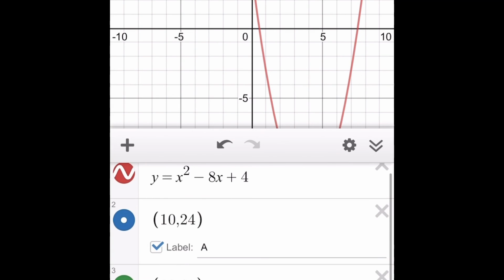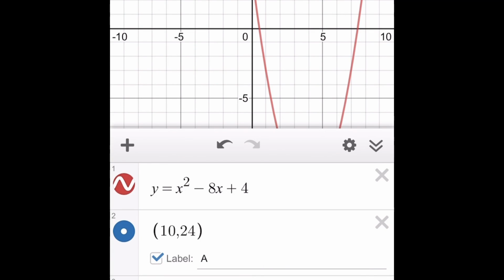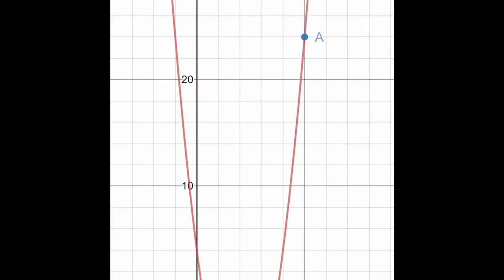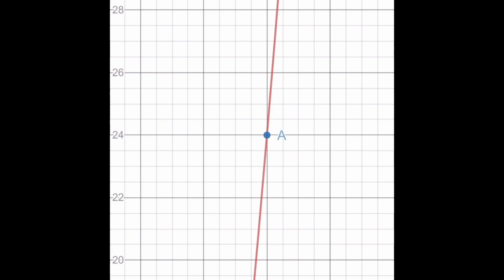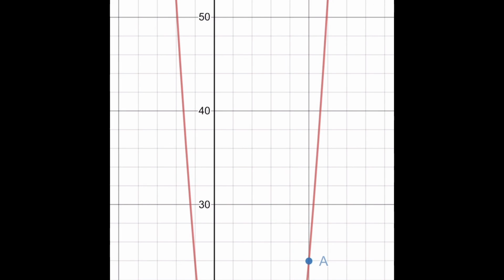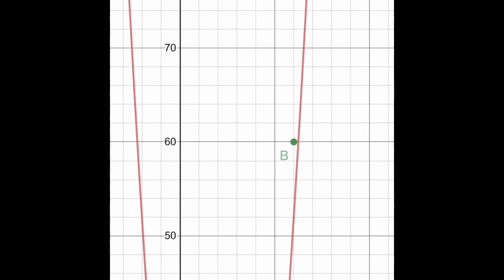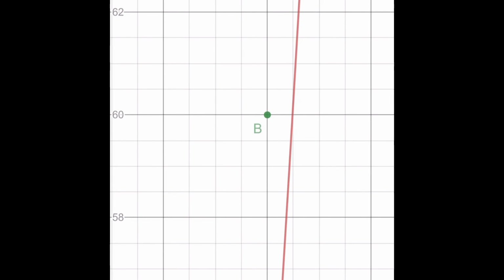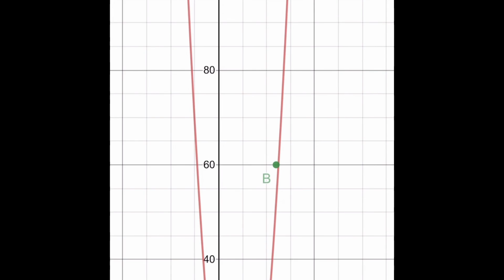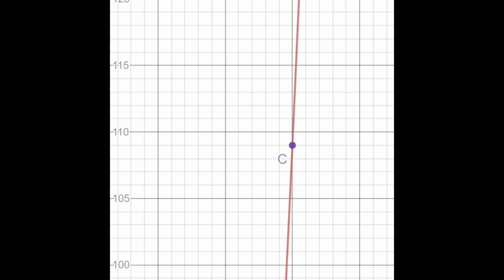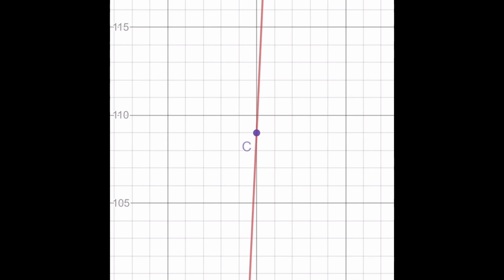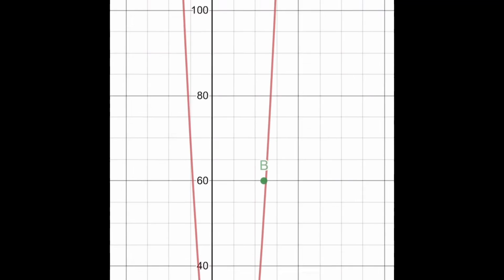So now what I want to do is go to my graph and look and see which points are on it. So you can see A is on my line. A is a point that lies on my quadratic equation. And here's B. B you can see is not on my quadratic equation. It's not on my function, okay? And then C, you zoom in, you can see C does lie on the line. So the correct answer would be B, because B is the point that does not lie on my quadratic equation.